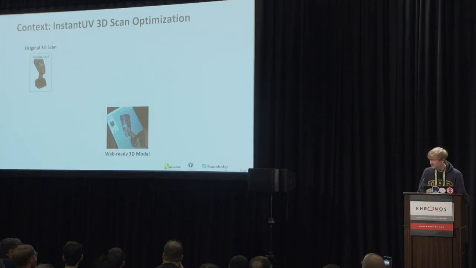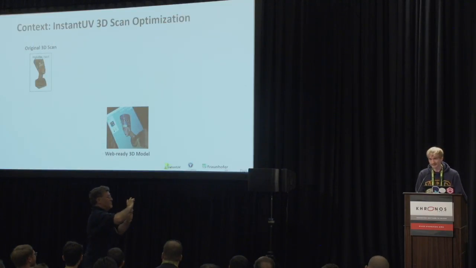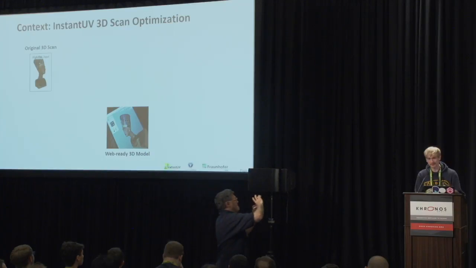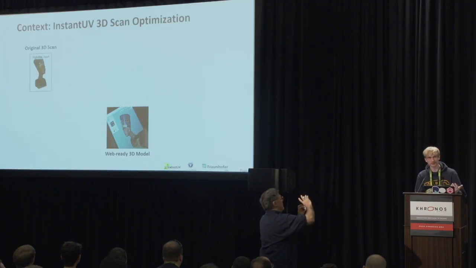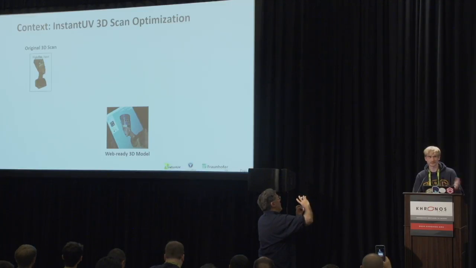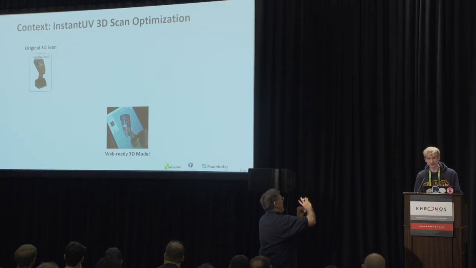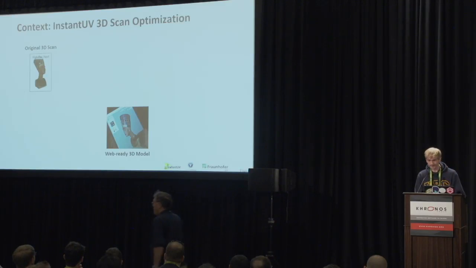Our use case with Instant UV is that we are trying to come up with a pipeline for 3D optimization that is going to be fully automatic. We usually start with a 3D scan that is not optimized, so high resolution, with vertex colors or textures, and then we end up with an optimized asset that is low poly, has normal maps, and so on. And we can directly visualize that on the web. That's our main target platform.